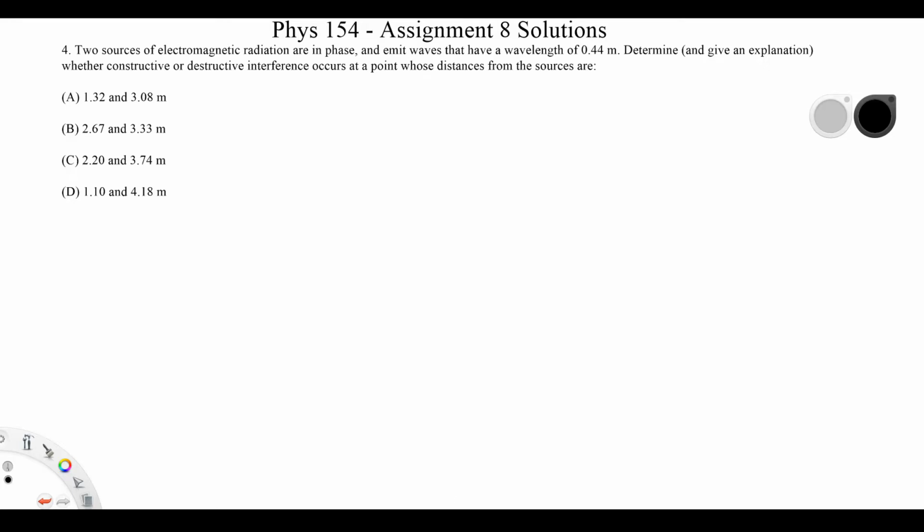Problem 4. Two sources of electromagnetic radiation are in phase and emit waves that have a wavelength of 0.44 meters. Determine and give an explanation whether constructive or destructive interference occurs at a point whose distances from the sources are, and then A, B, C, and D.